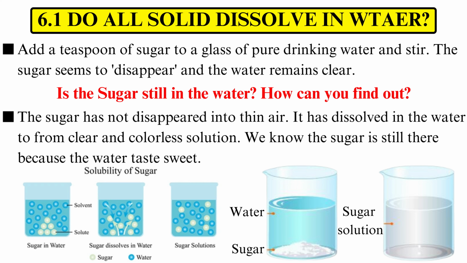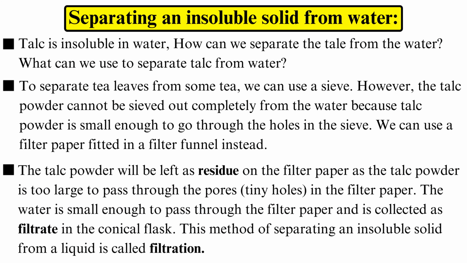The sugar has not disappeared into thin air. It has dissolved in water to form a clear and colorless solution. We know that the sugar is still there because the water tastes sweet. You can see the beaker. Here you can see we are going to add sugar into the water so we can get the sugar solution. Now we'll talk about separating an insoluble solid from water.